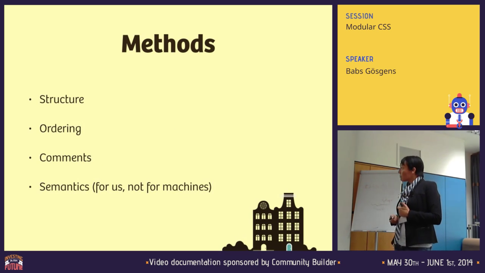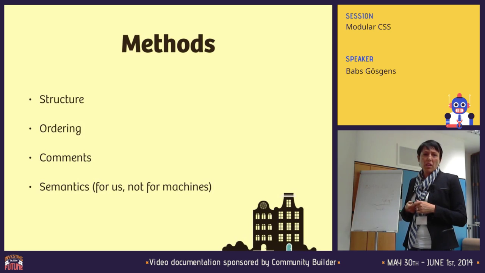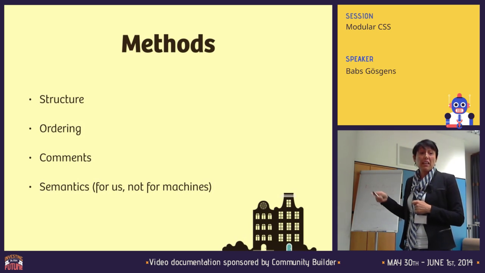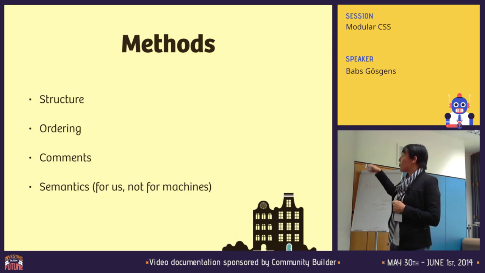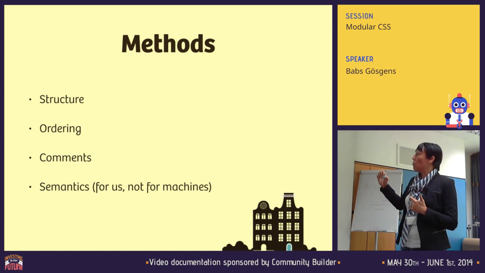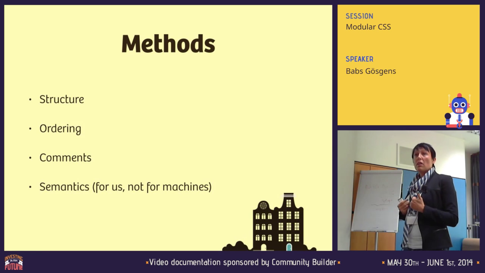So what do we have right now that can help us to organize the CSS code? There's not a whole lot. CSS doesn't give us a lot of stuff to help us, except for some common sense methods, really. You can structure your style sheets. If you wouldn't use a preprocessor, you could just make sure that the order in which you declare your properties is one that's easily understandable and that makes sense to you.